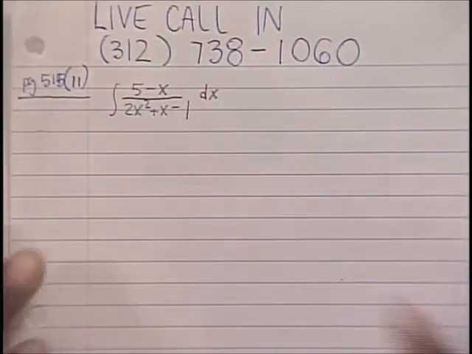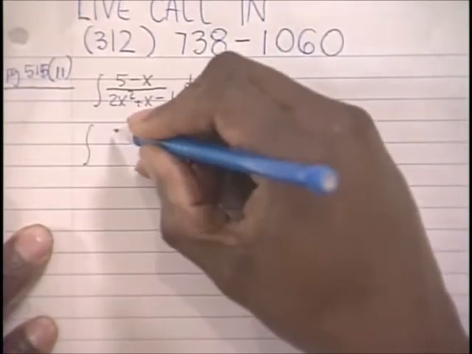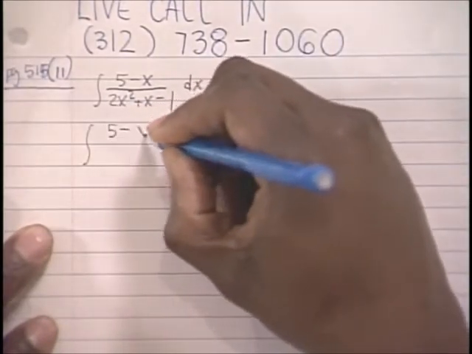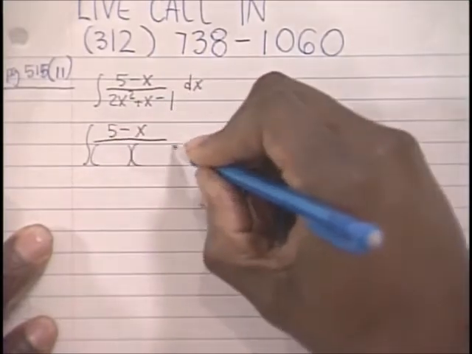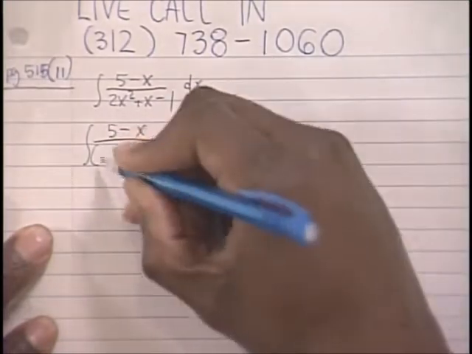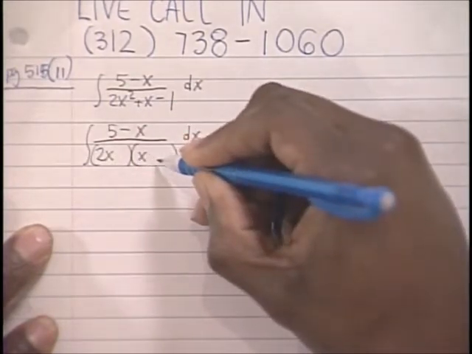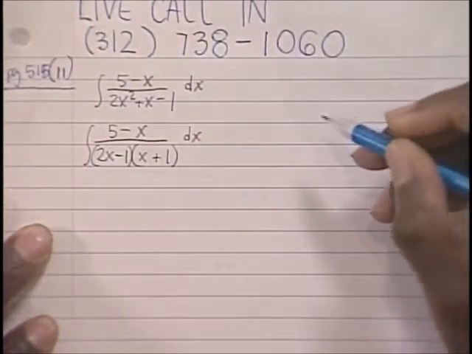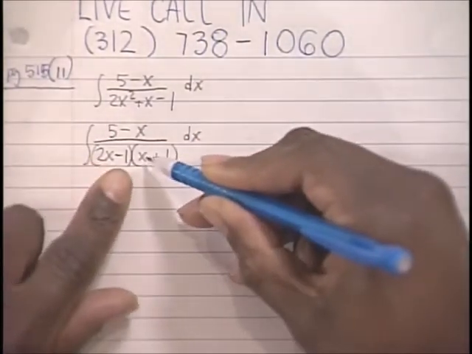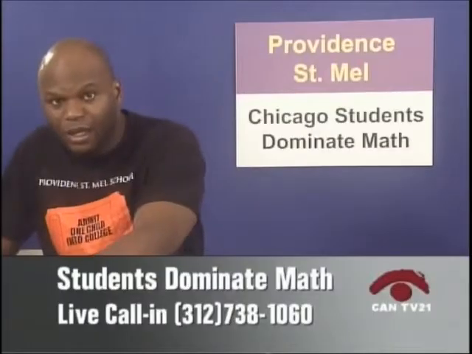All right, so here we go. Partial fractions. So the first step is to factor. We have 5 minus x. You try to factor this out. You end up with 2x and x, and you end up with plus 1, minus 1. So you just factored that out, and then you check it. You get 2x minus 1, and you get x.